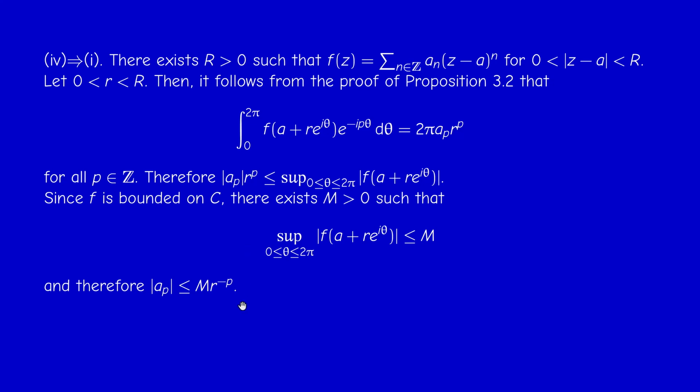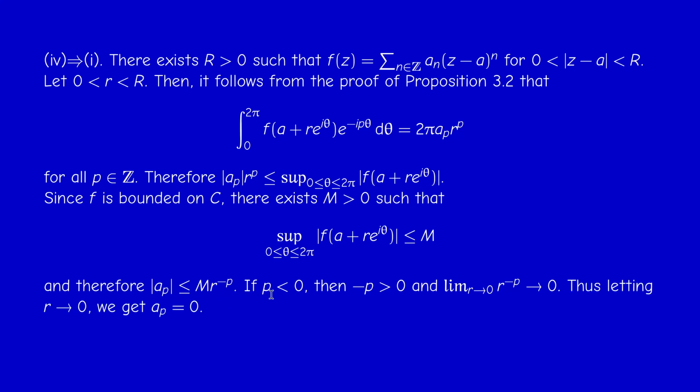Now, that's it. If p is negative, then minus p is positive. And so r to the minus p tends to 0 as r tends to 0. And therefore, a_p is 0, because a_p does not depend on r. So therefore, all the coefficients with negative index are 0. Therefore, there's no singular part, and there's only a regular part. And this means that a is a removable singularity. Okay, so this concludes the first characterization of removable singularities.